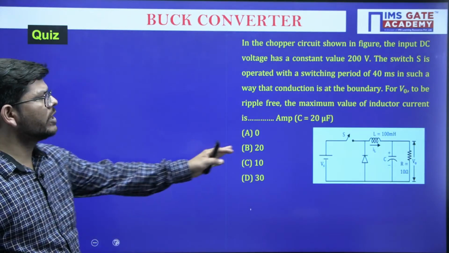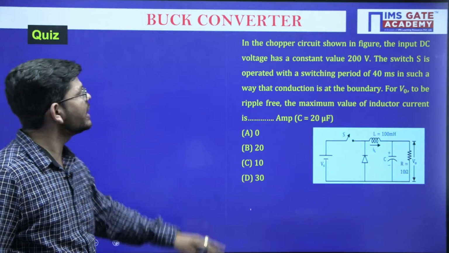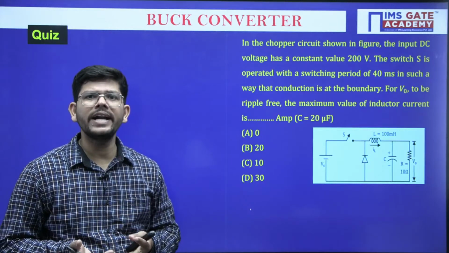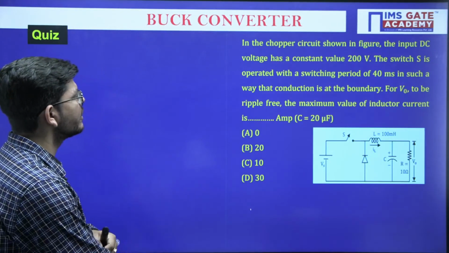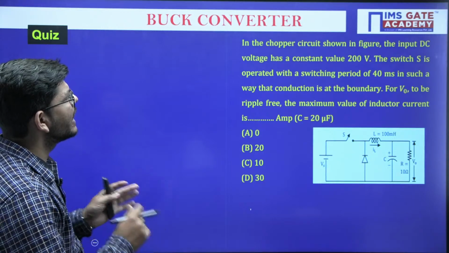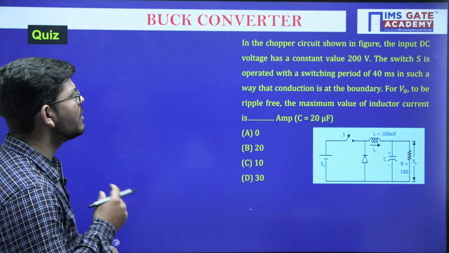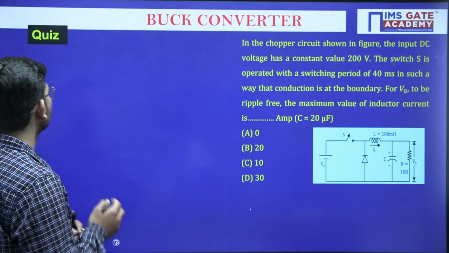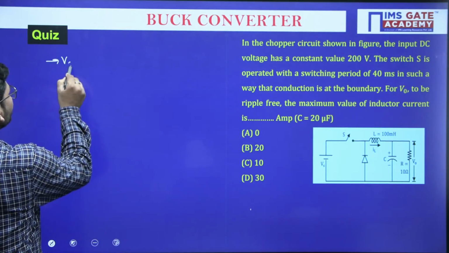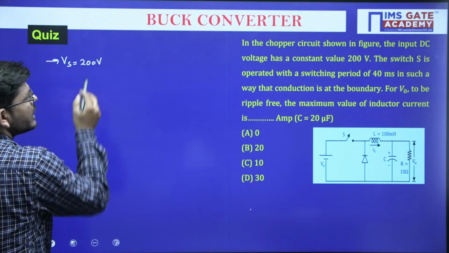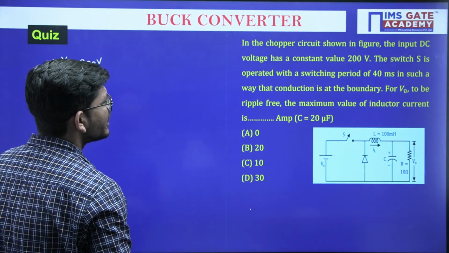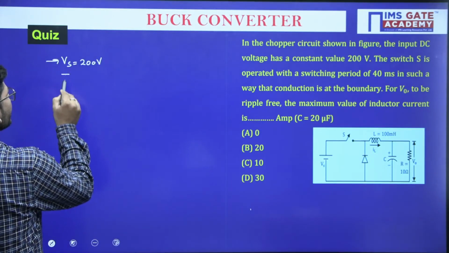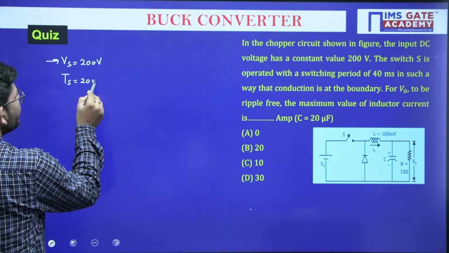I gave you one quiz in the last lecture related to the buck converter. Have you solved that? If you are finding any problem, let us solve it together. In the chopper circuit shown in the figure, the input DC voltage has a constant value of 200 volt. The switch S is operated with a switching period of 20 milliseconds.